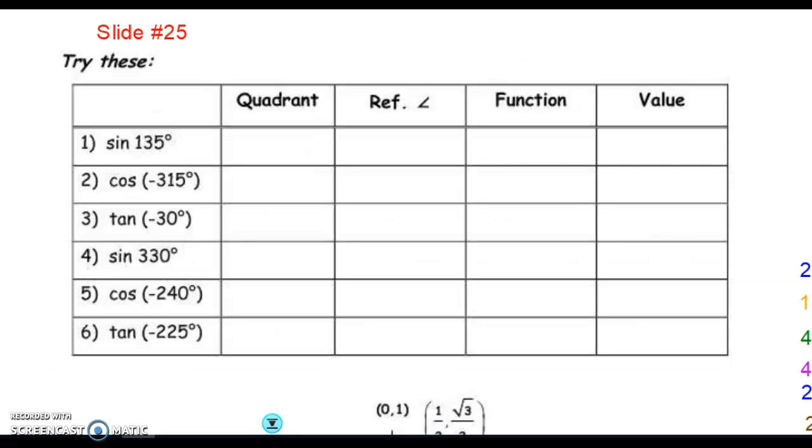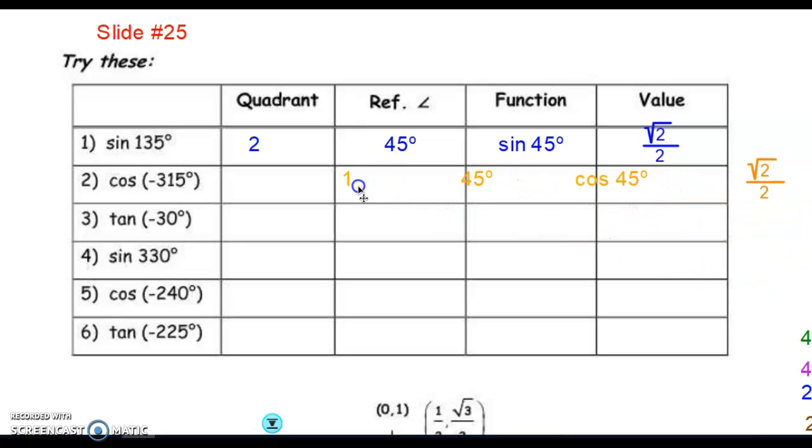All right, so let's go to this page. These are all degrees. So here we go. 135 degrees, that's in the second quadrant. That has a 45-degree reference angle. And the sine of 45 is root 2 over 2. And the sine is positive in the second quadrant, so we don't even touch that guy. Okay, we go to the next one here.